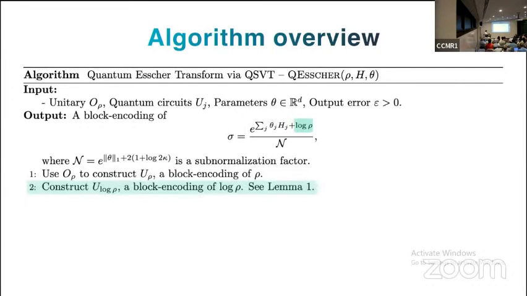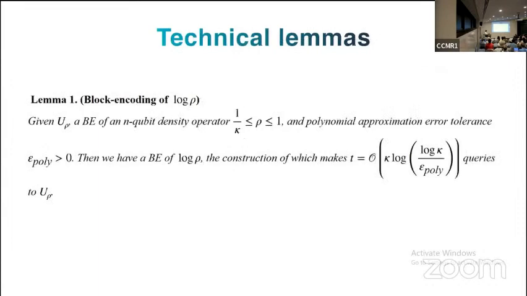For the first step, we will use the unitary of rho to construct the block encoding of rho and then construct the block encoding of log rho using the technique in Lemma 1. So Lemma 1 says, given the block encoding of rho bounded by 1 over kappa, then we can construct the block encoding of log rho using t queries to U_rho. Here t is the degree of the approximating polynomial.